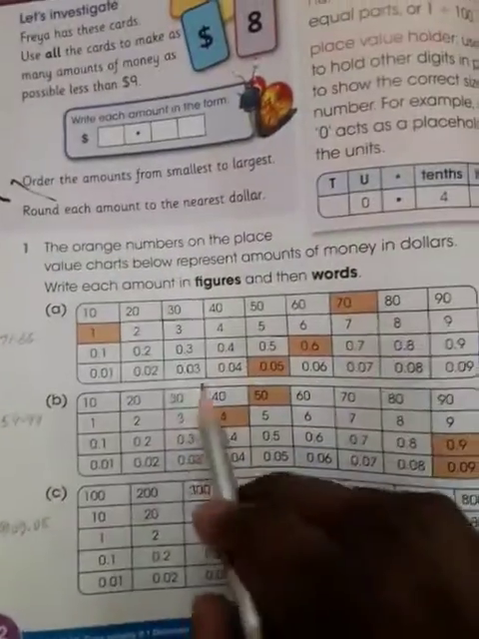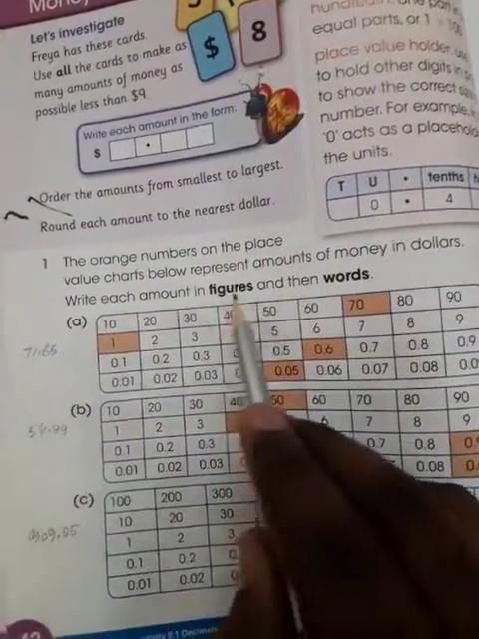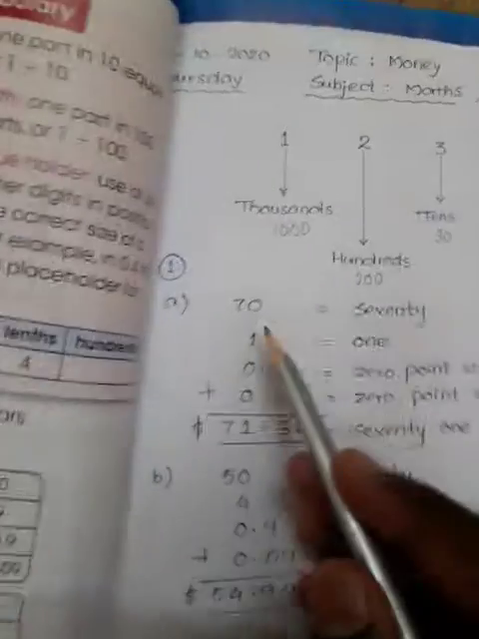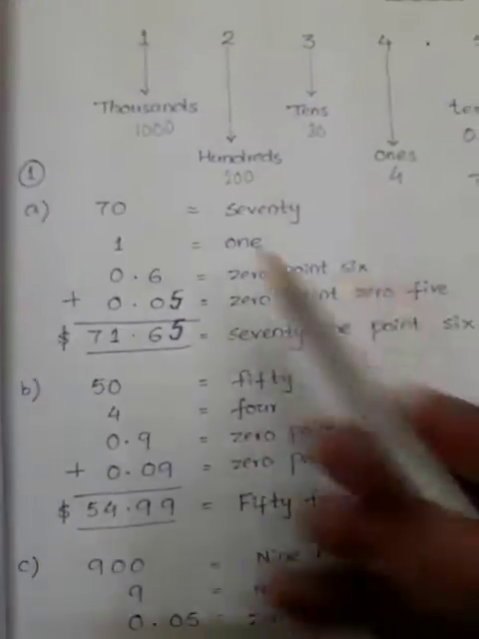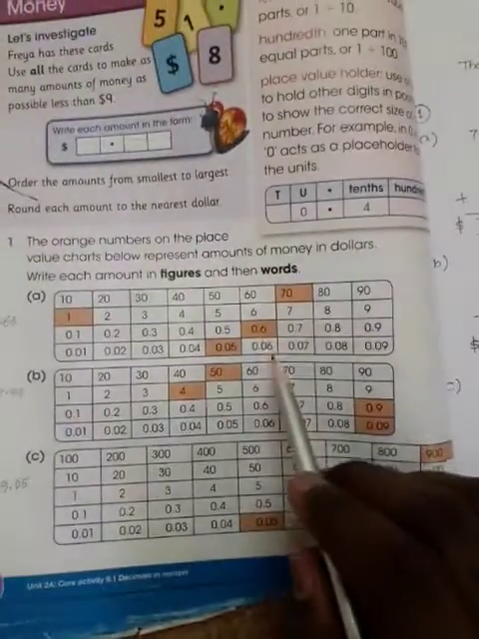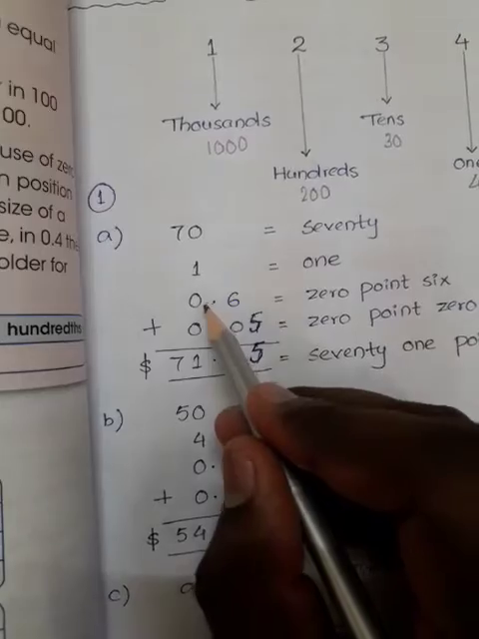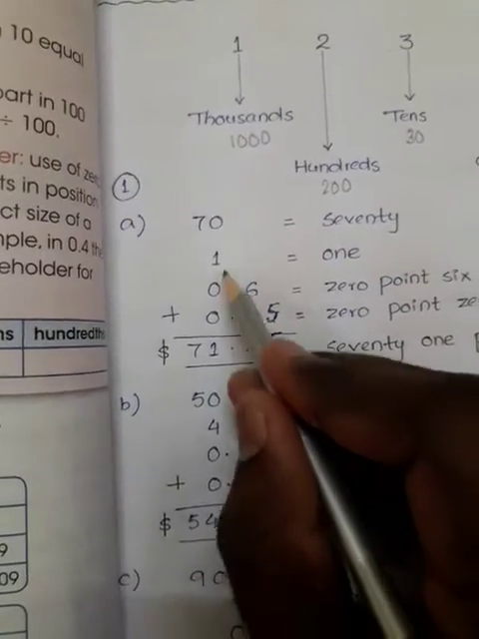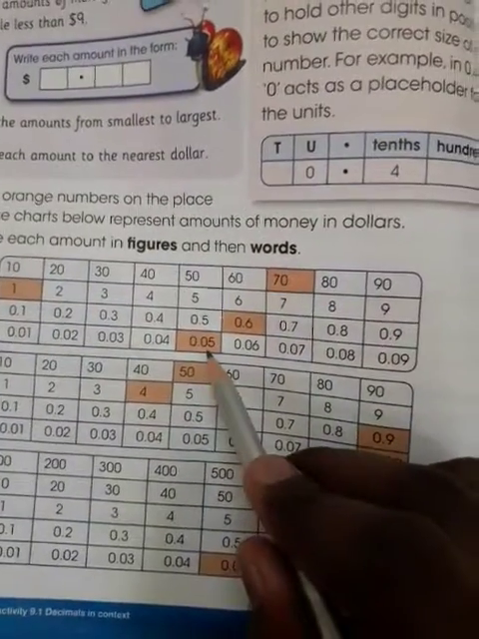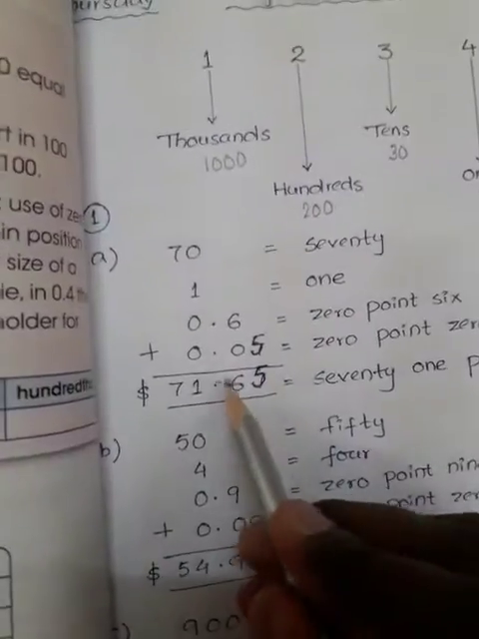Now coming to the question, it says write each amount in figures and then words. Like here, 70. I wrote each and everything for your understanding. So this is 70 and this is 1. I wrote exactly the same. Next is what? This is 0.6. So 0 will be exactly in the ones place and the point, and after that. Next is 0.05.